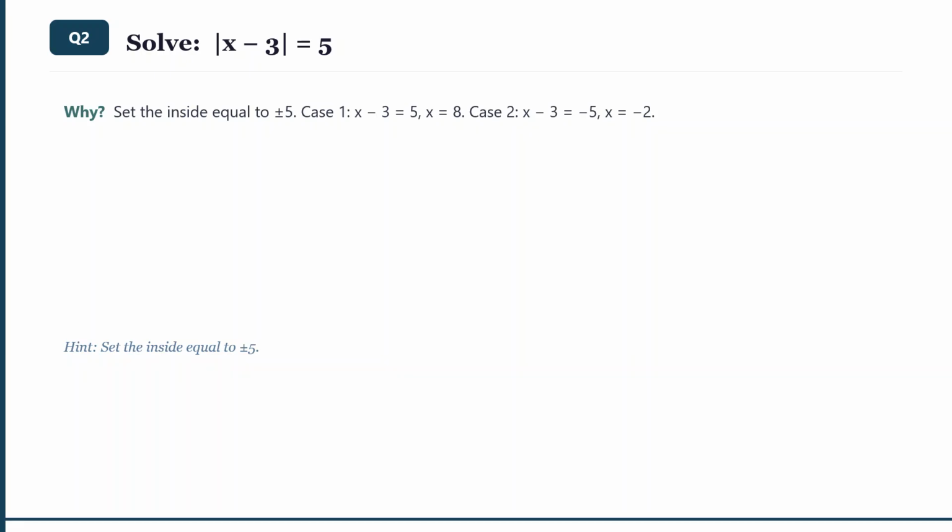Choices A and B are the single case trap. Choice D, x equals plus or minus 5, is the no shift trap. Students forget to undo the minus 3 inside the bars, and just write the right-hand side as if the absolute value bracketed x alone.